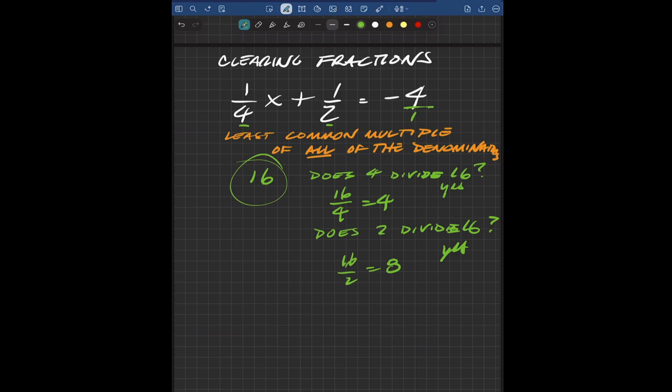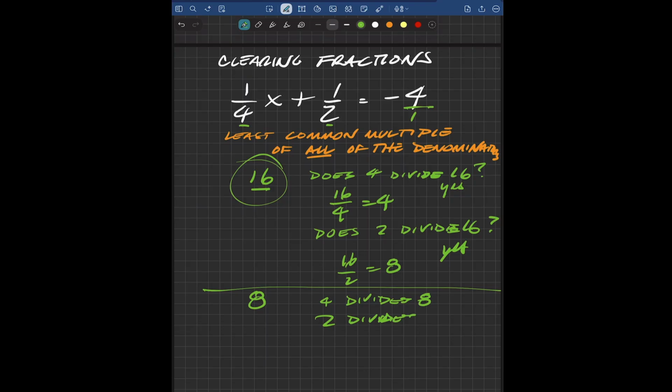Is it the least common multiple? Like I said, it's not required that you have the least common multiple. It just makes the math a little bit faster, easier, because the numbers are smaller if I can find the least common multiple. Let's check 8. Is 8 a common multiple? In fact, yes, because 4 divides 8 and 2 divides 8.